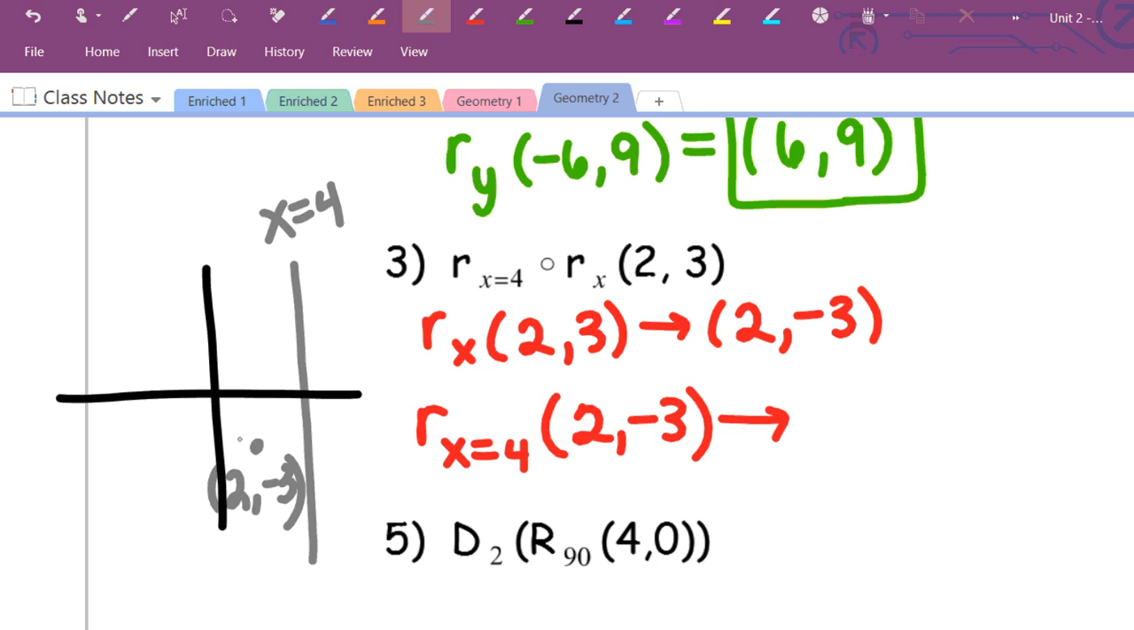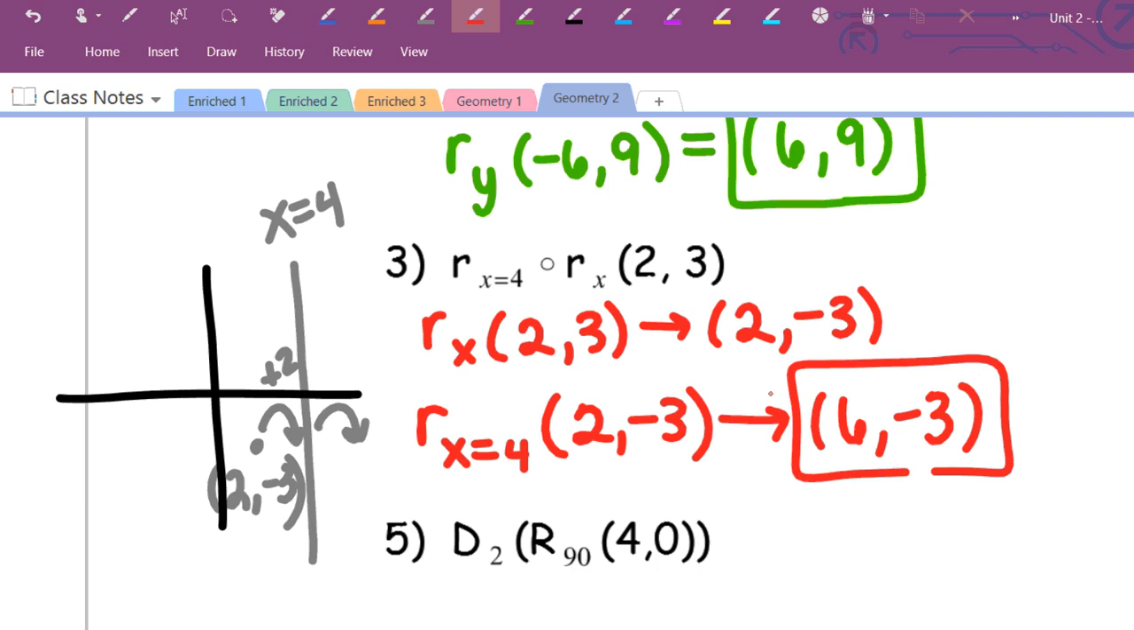Yeah, if I'm looking at the distance from here to here, it's 2 units, so I go 2 units over again, which means I had 4 total. And you said it worked out to be 6, -3, which is correct. Do we have questions on that one? Right now try 5 on your own. Plot it out if you need to. Try 5 on your own.